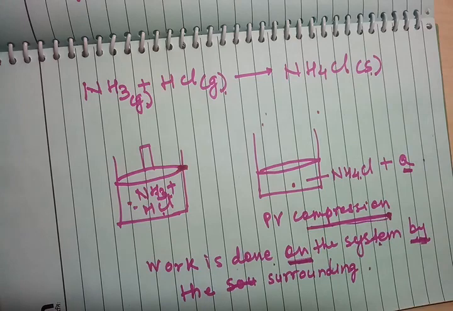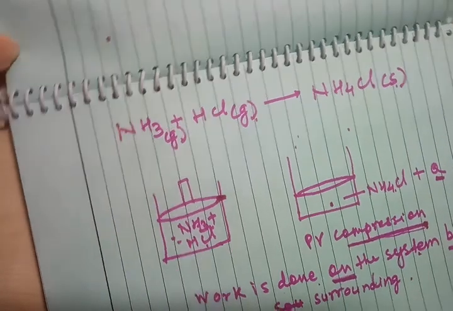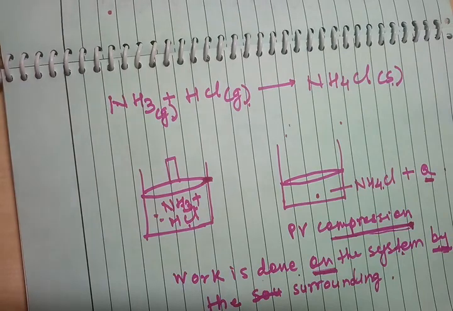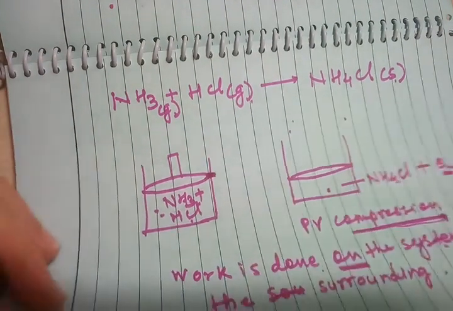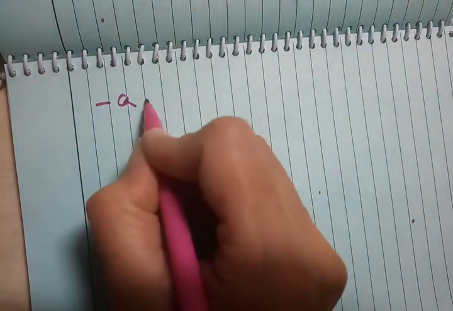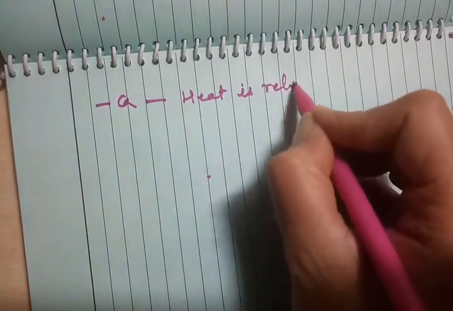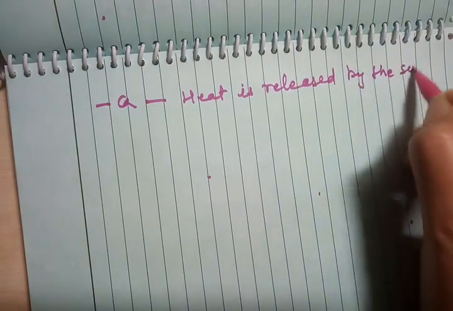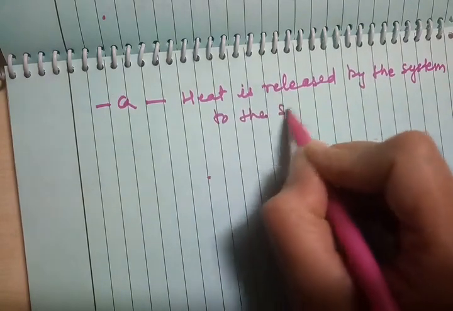Now, sign conventions of heat. Definitely there are heat changes during this reaction, and those heat changes are shown by some sign conventions. If you write minus Q, here heat is released by the system, of course, to the surrounding.